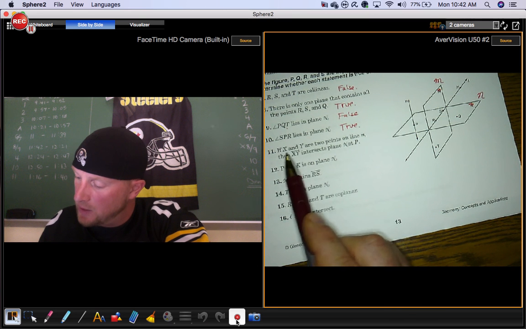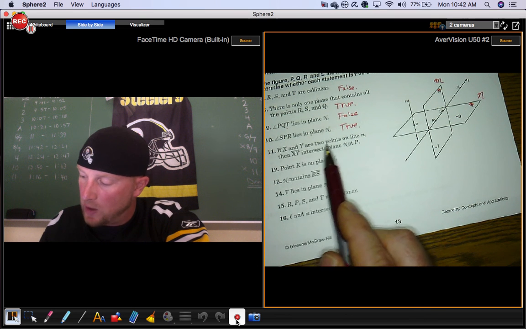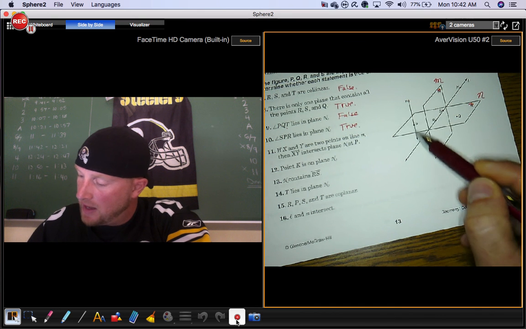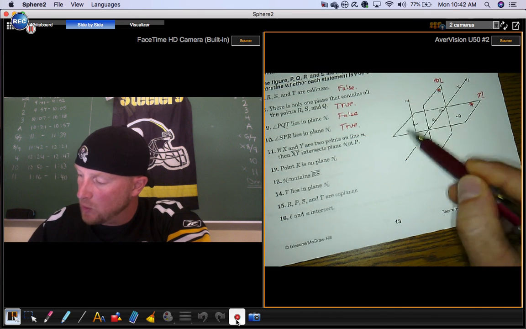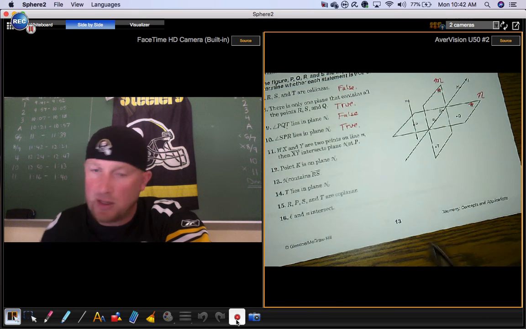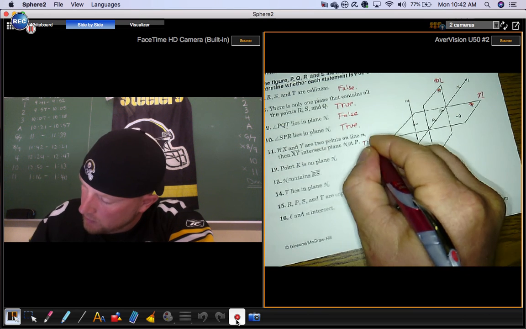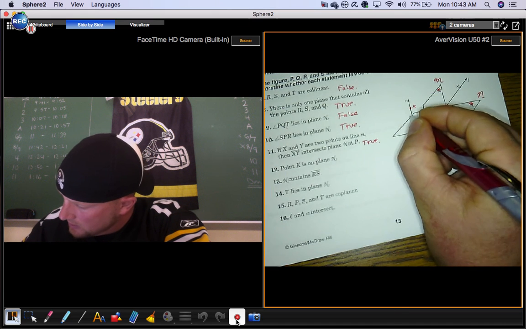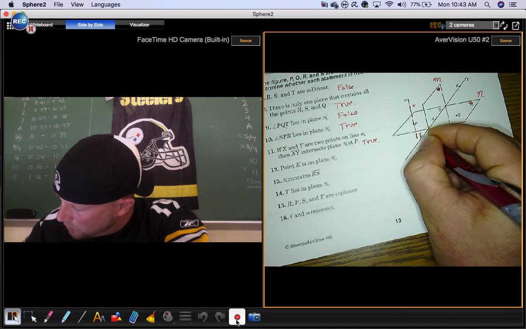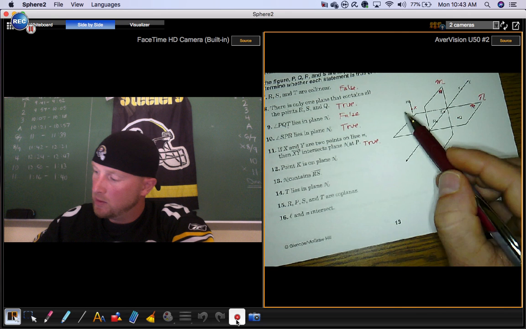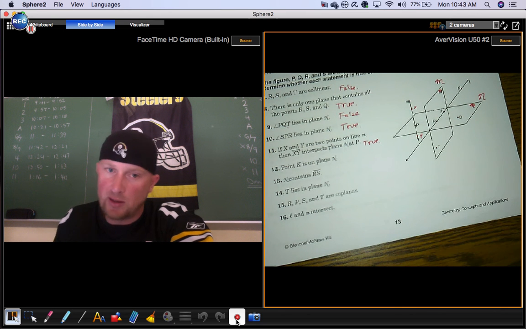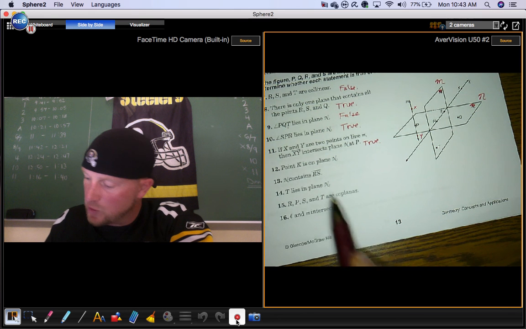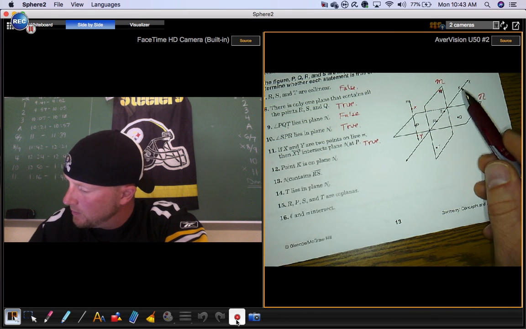Okay, number 11. If points X and Y are 2 points on line M, that's this guy, then that line intersects the horizontal plane N at point P. That's true. They're just making up a point X and a point Y somewhere on that line. Doesn't this line touch the plane in only one spot? It does.